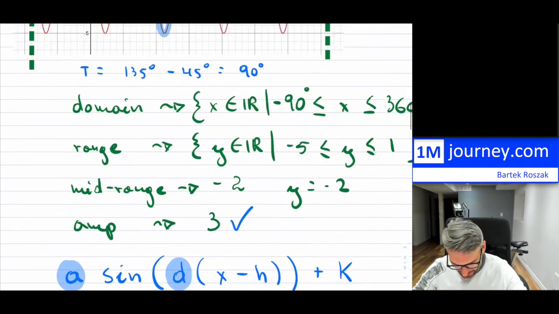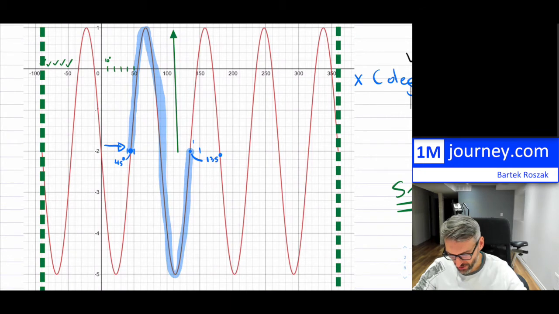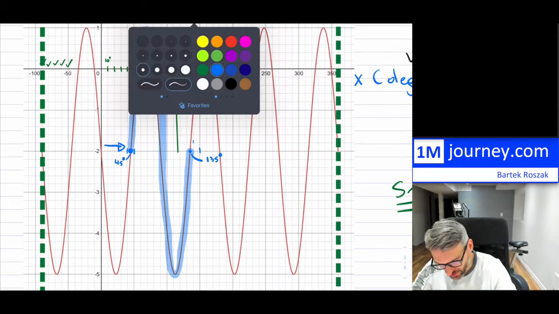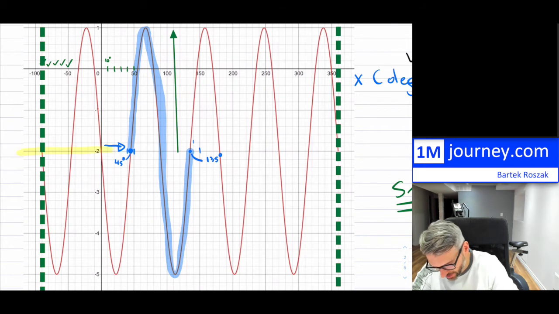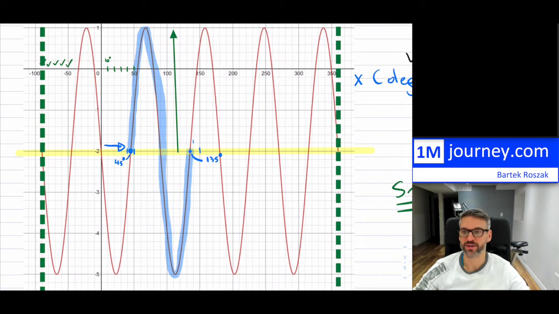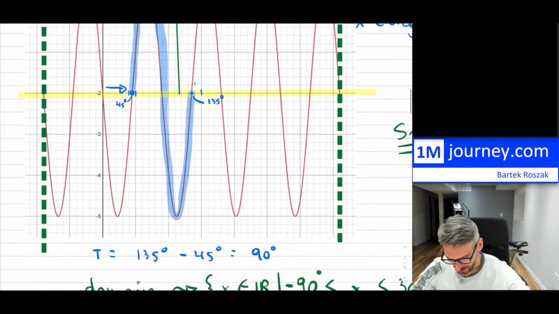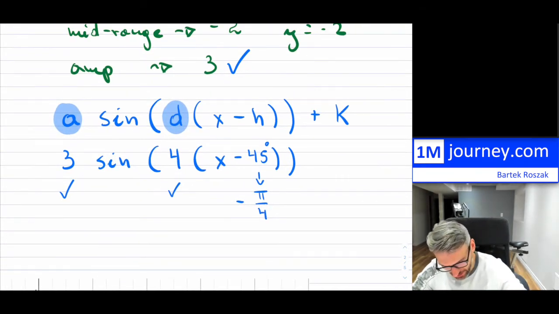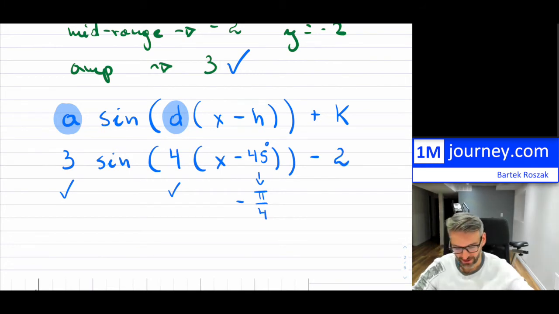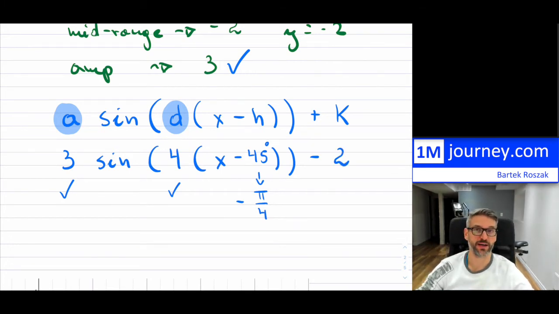Now, your K is always going to be, and this one is one of the easier ones, wherever your mid-range is, right? Where that midpoint is. So it looks like it got shifted down by 2. So this is going to be shifted down by 2, and that's for both radians or degrees, because radians or degrees are only for the x-axis. So this is what we would have. That's kind of how your function would look.